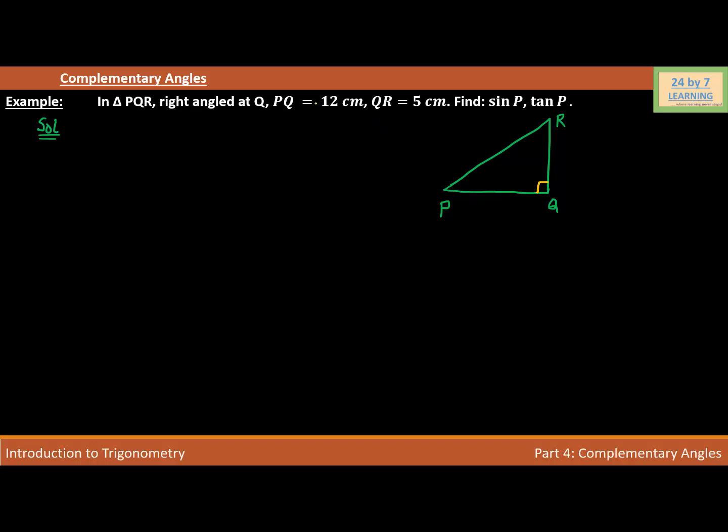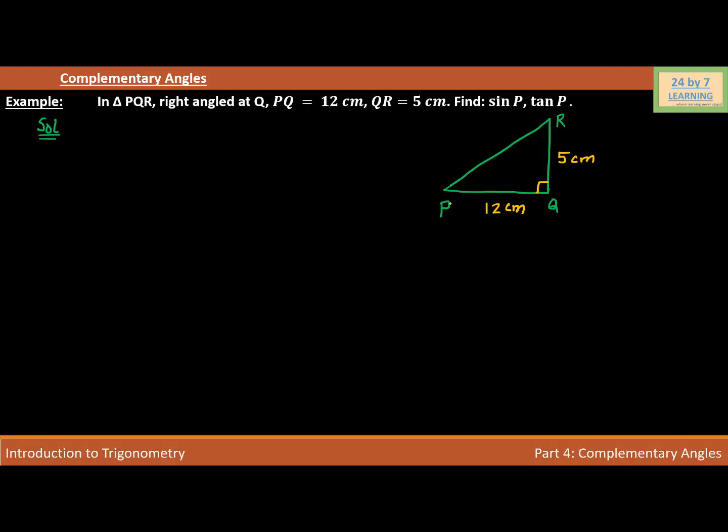Question says that PQ is equal to 12 cm. So PQ, this is my 12 cm, and QR is 5 cm. So QR is this side and this is 5 cm. We need to find the value of sine P and tangent P. And as you can see, we are missing the length of one side.